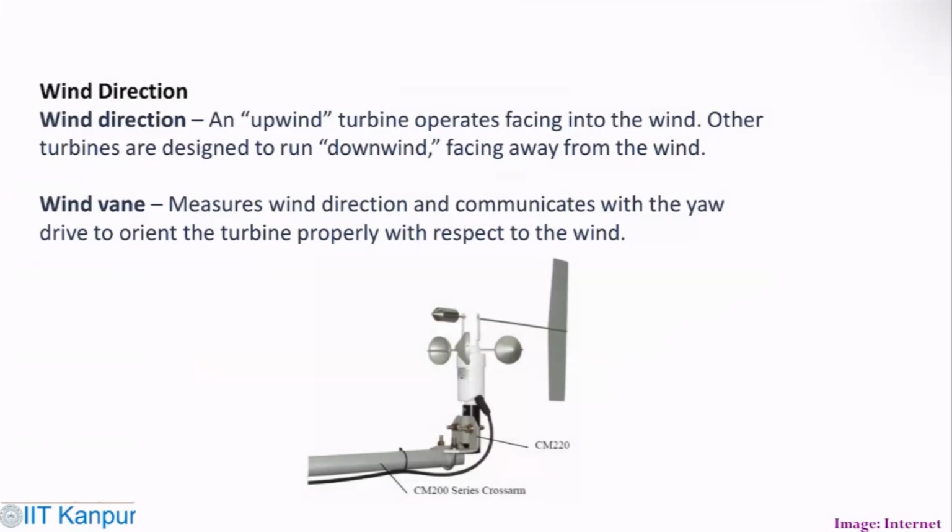Now, wind direction. An upwind turbine operates facing into the wind. Other turbines are designed to run downwind, facing away from the wind. And the wind vane measures the wind direction and communicates with the yaw drive to orient the turbine properly with respect to the wind. So these are different kinds of measurement techniques that one can have.